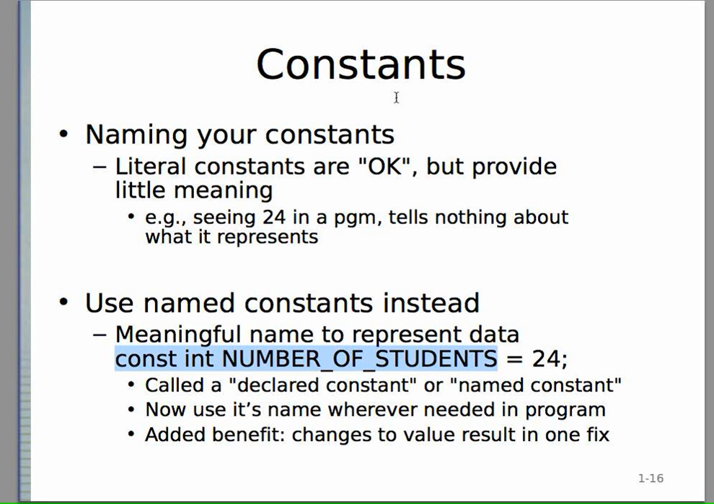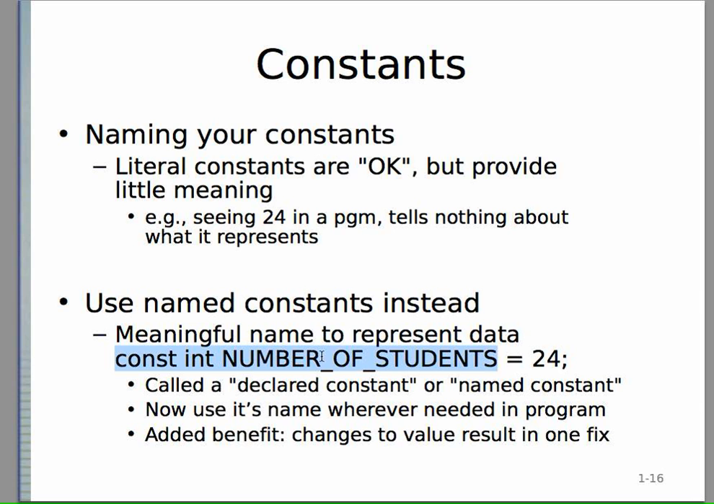Okay, so literal constants like 24 are okay, but they don't give the reader any idea of what this 24 represents sometimes. And so it's a much better idea to actually name the constants. And you want to use a meaningful name to represent this data. So this is called a declared constant or a named constant. And now whenever we need to use 24, instead of just typing in the number, we use this number of students, and your program is a lot easier to read.